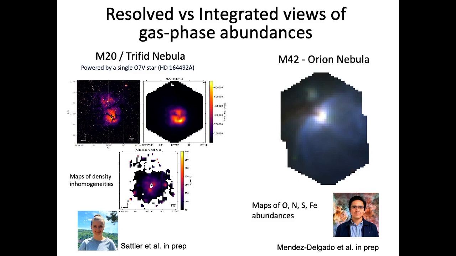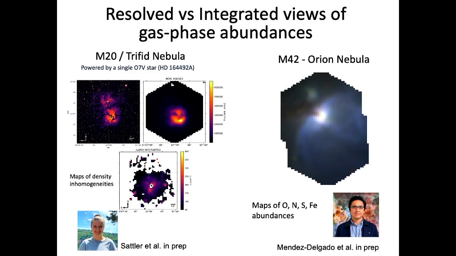So within our survey, we of course will cover a large area of the plane, but some of the initial regions, particularly that people in my group are studying, is M20, which is a nice little compact, picture-perfect single star H2 region, where we see actually very uniform temperature structures, but inhomogeneities in the density structure. We see these sort of clumps that are still remaining in the nebula. So that's being studied by my PhD student, Natasha Sattler.